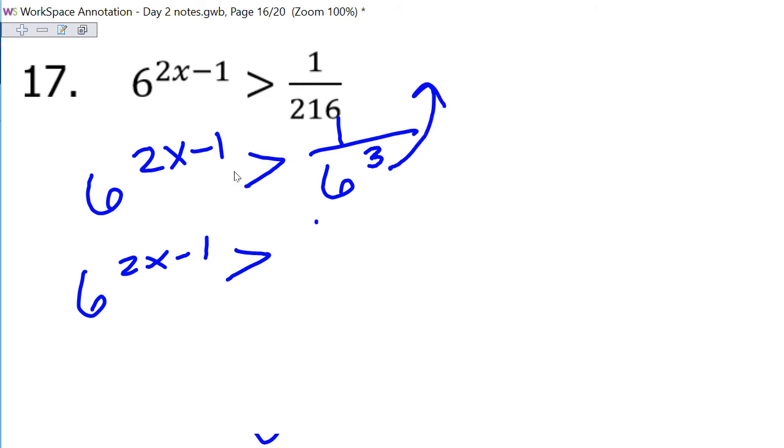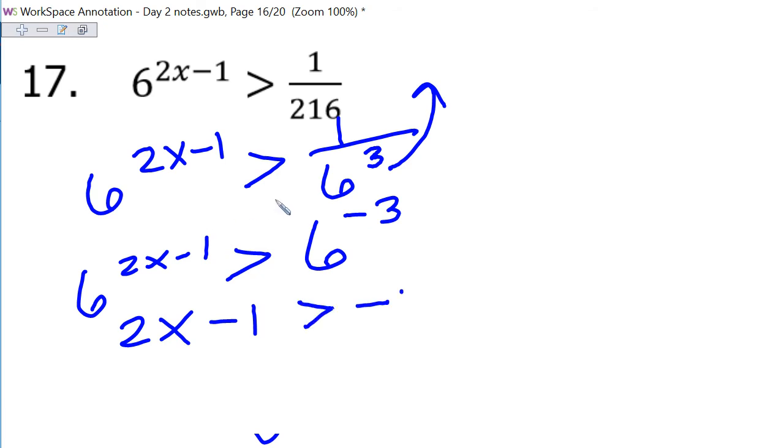What's next? What happens with these bases? They kind of cancel, so drop down your exponent. So this would be 2x minus 1 is what? Greater than negative 3. The 6's, think of the bases as canceling. So the 6 and the 6 cancel.